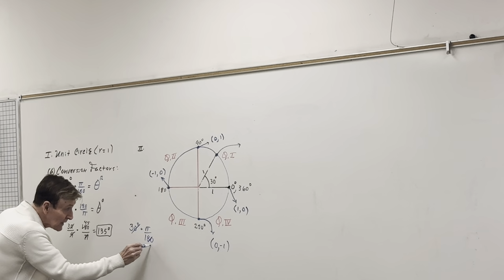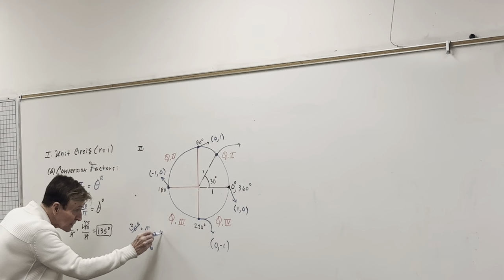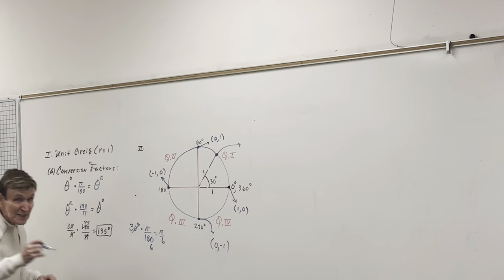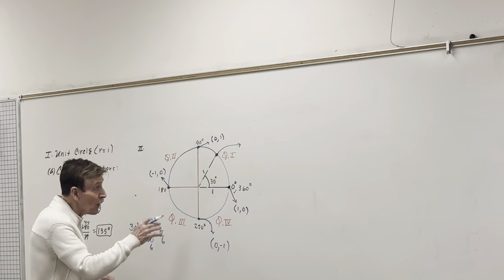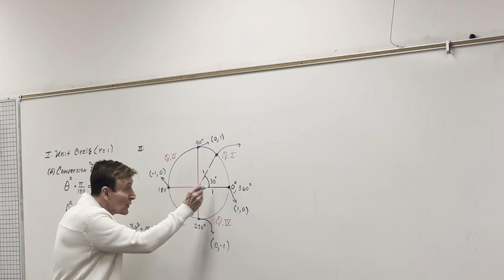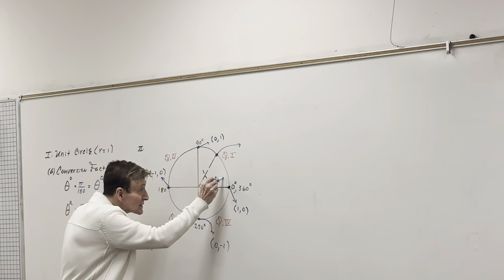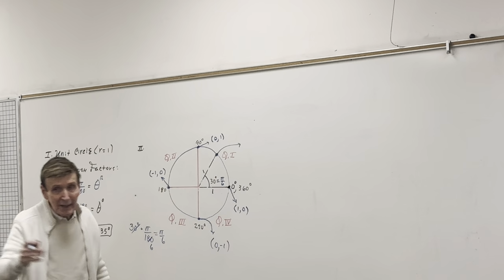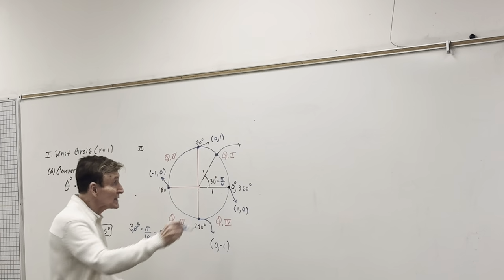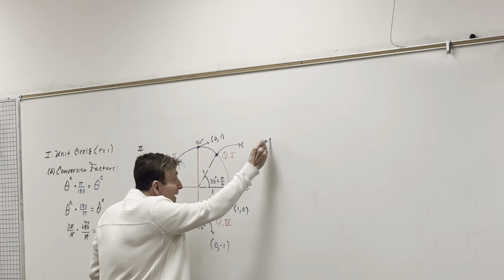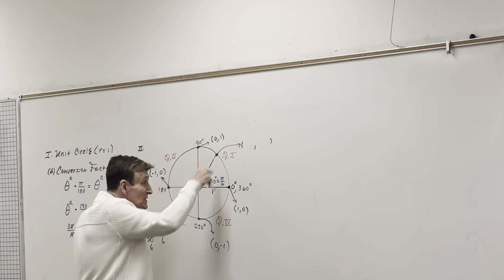Do a little canceling here. Is 30 degrees equivalent, in radians, to pi over 6? Yes. So 30 degrees is equivalent to pi over 6. That's what I want here also, but I'm looking for the coordinates of the point of intersection.